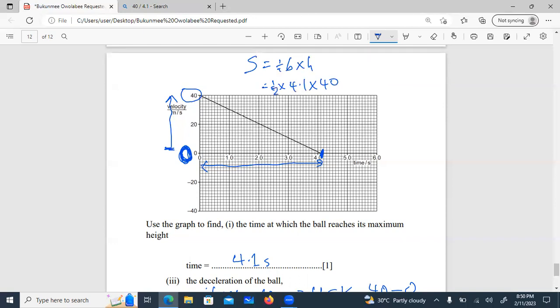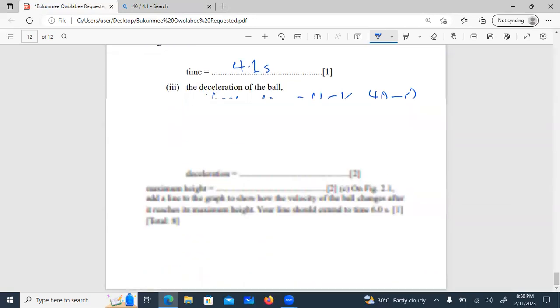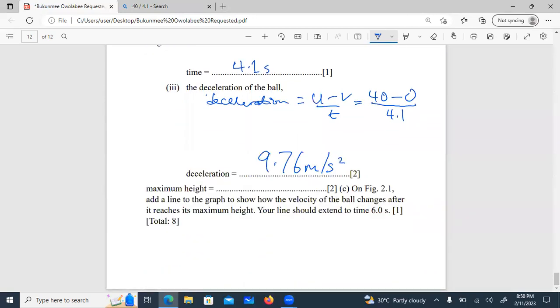That will be the same thing as multiplying 4.1 by 20, and that will give you 82. So we get 82 meters. And that's the distance covered. So maximum height is half times base 4.1 times height 40, and that will give us 82 meters.